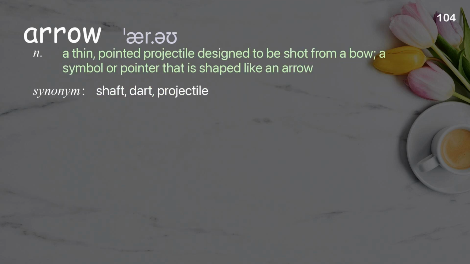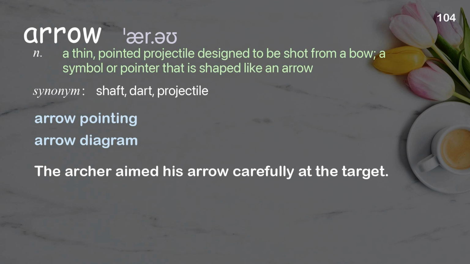Arrow. A thin, pointed projectile designed to be shot from a bow; a symbol or pointer that is shaped like an arrow. Examples: Arrow pointing, arrow diagram. The archer aimed his arrow carefully at the target.